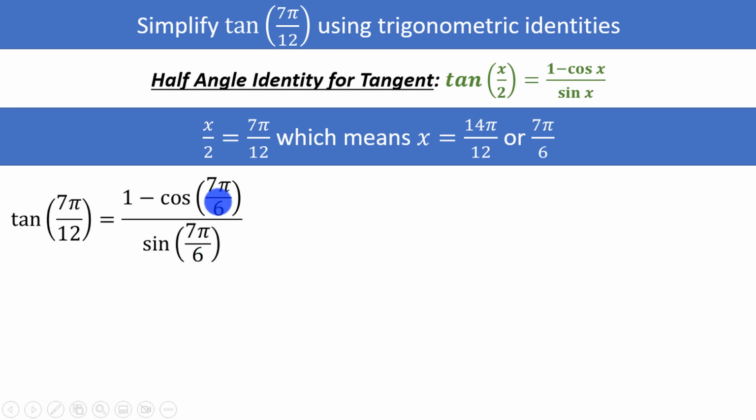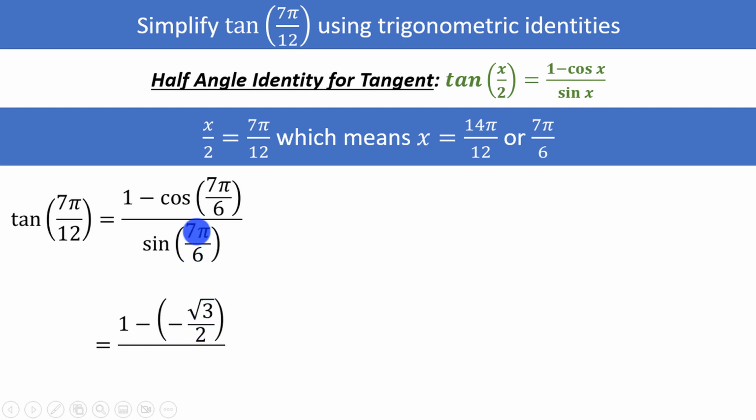Cosine of pi over 6 is the square root of 3 over 2. But at 7 pi over 6, we would be in quadrant 3, to the left of the y-axis, where cosine would be negative. So we will have negative square root 3 over 2. So the numerator becomes 1 minus negative square root 3 over 2.